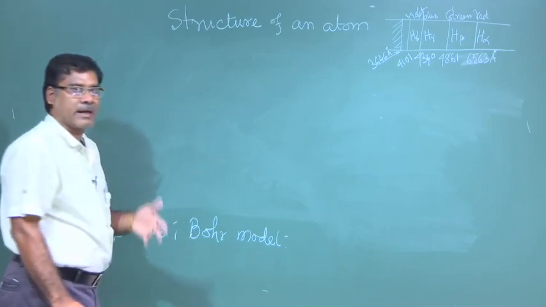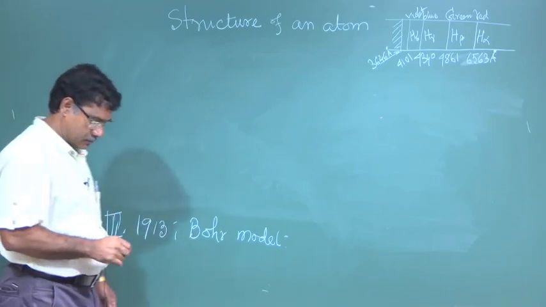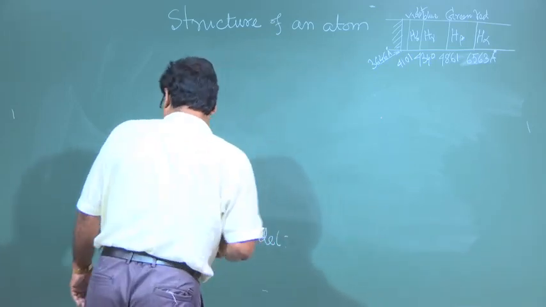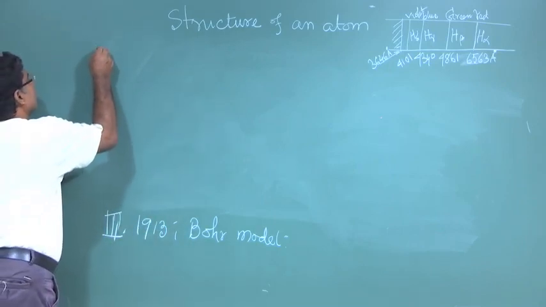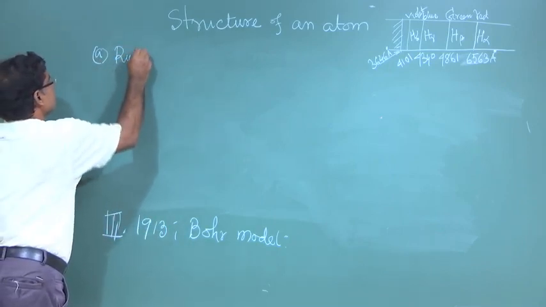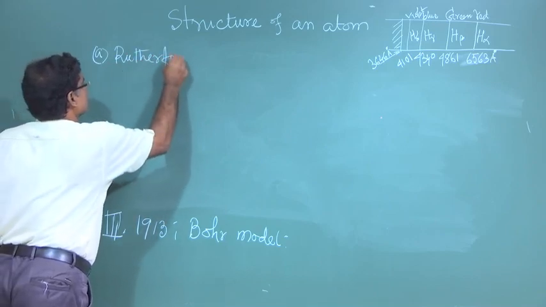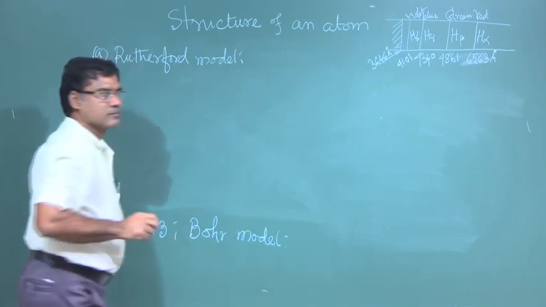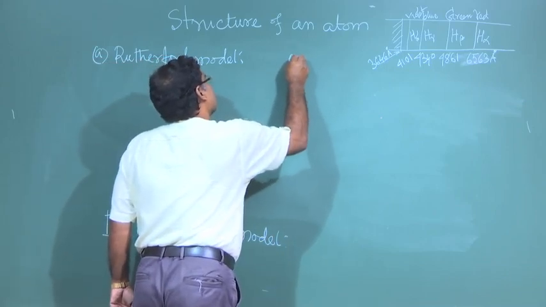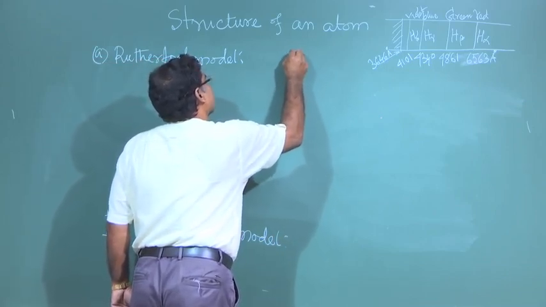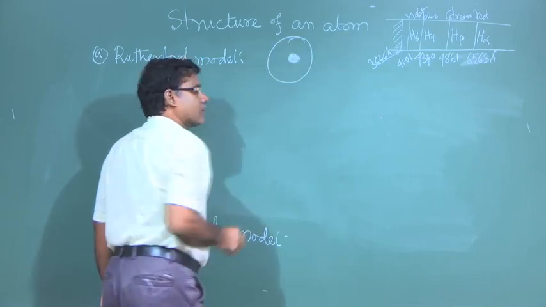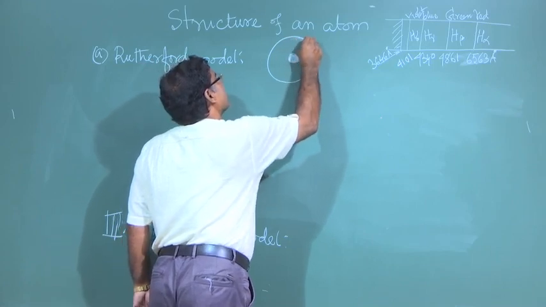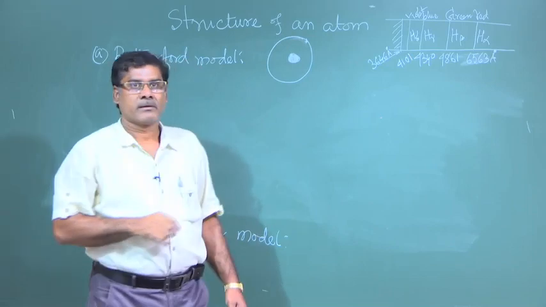So Bohr, as I told, took a bold step, combining the Rutherford model, that was basically this: electrons will rotate in an orbit like planets surrounding the nucleus.